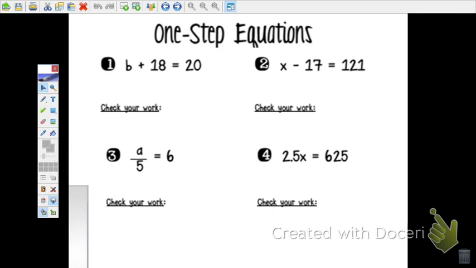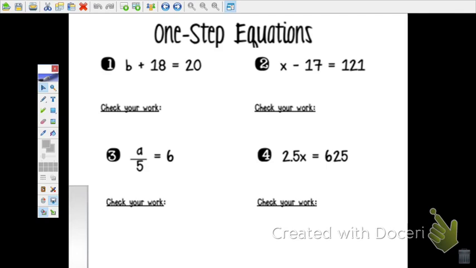Okay, we're not working across left to right. We work down with our problems. You need to show all of your work. So when we look at this very first problem, we see b plus 18 equals 20. And I'm sure all of you very easily know what the value of b is. But more importantly is how we show that algebraically.